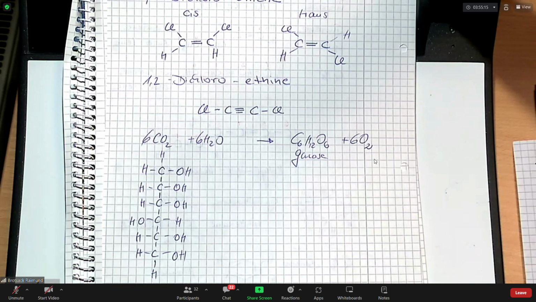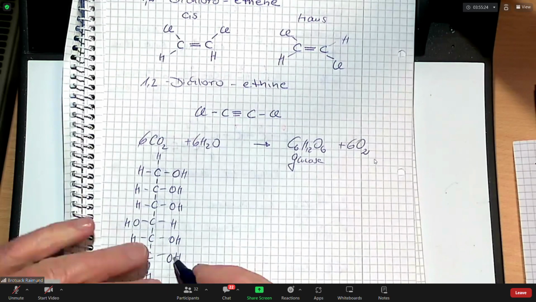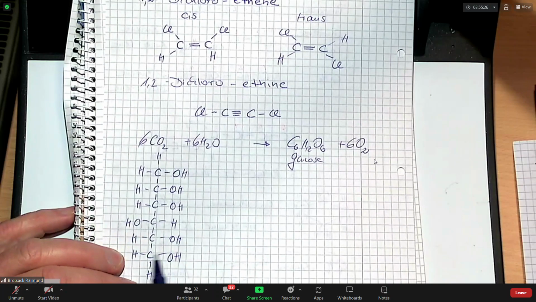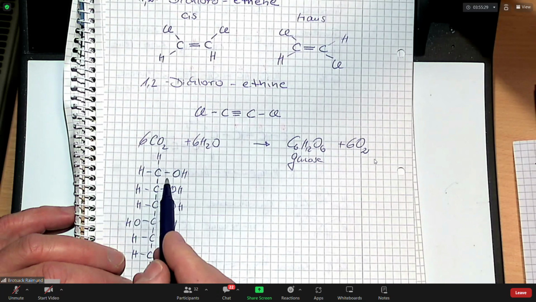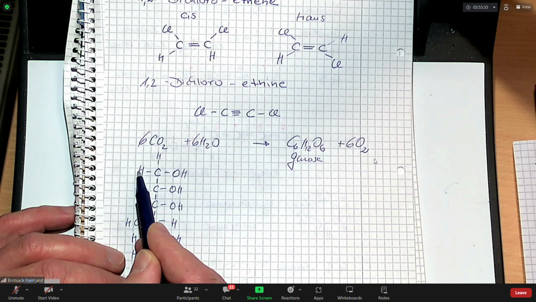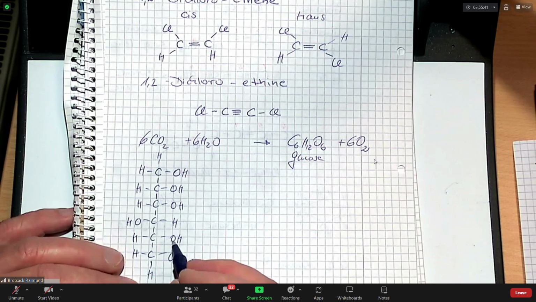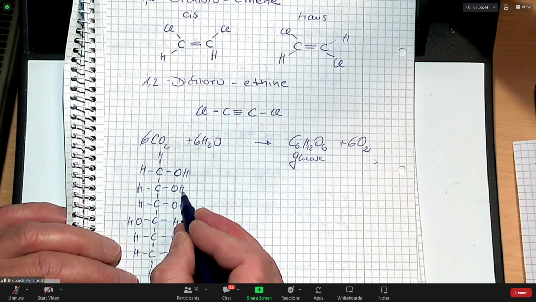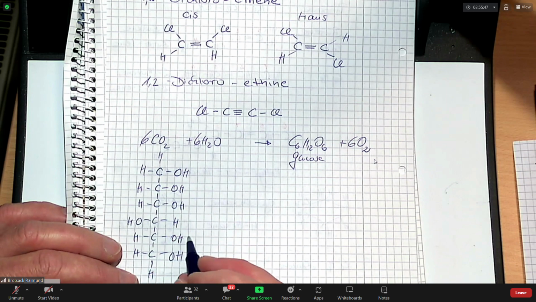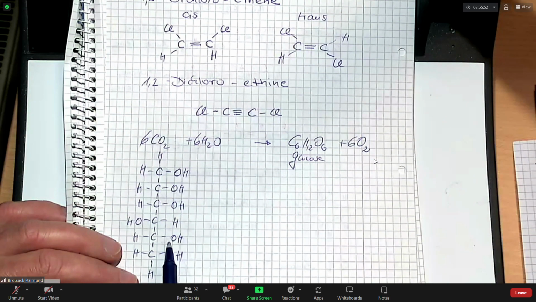This is a Fischer projection, and I learned it when I was in school. We don't care about the first one because it can be rotated. Even this one can be rotated; when I rotate it, the OH comes to the left side. But the second one matters: when the OH is on the right side, this is D-glucose.